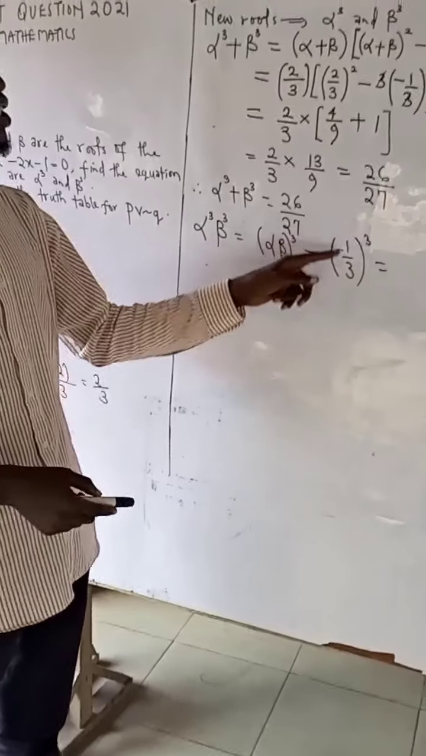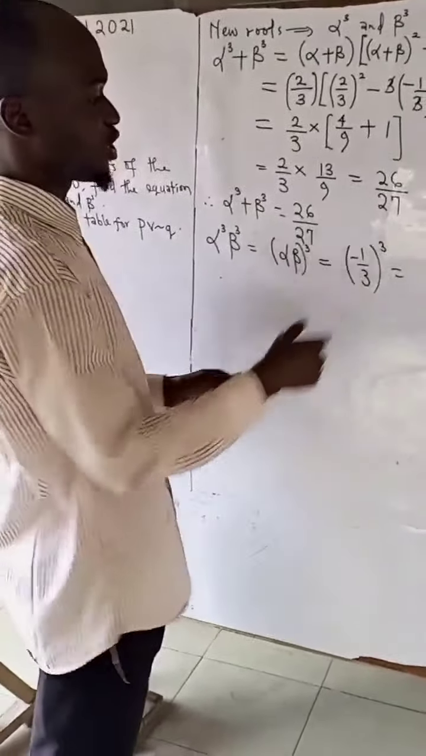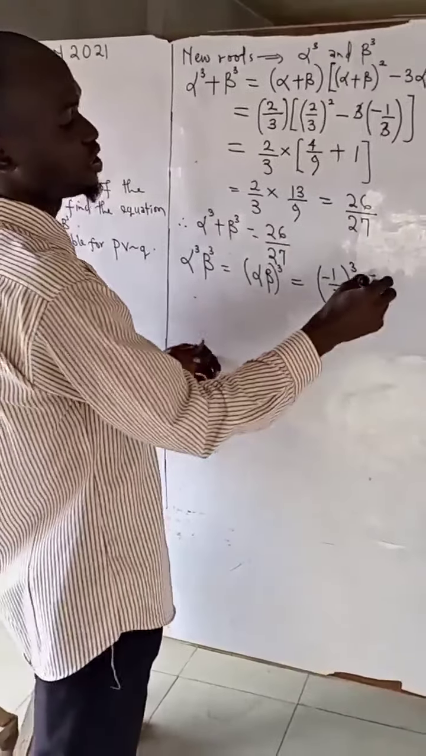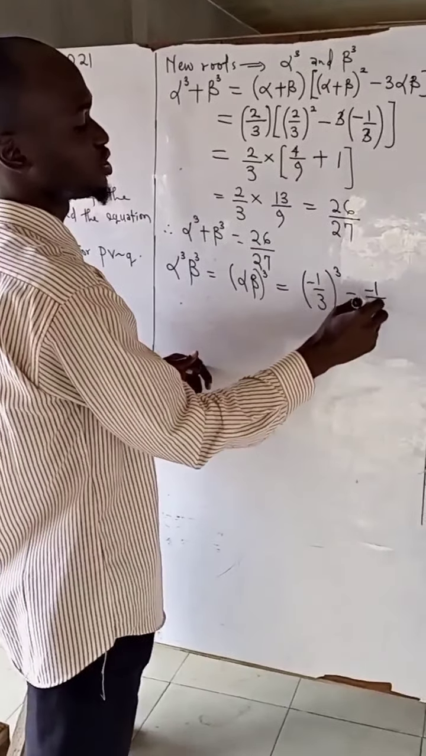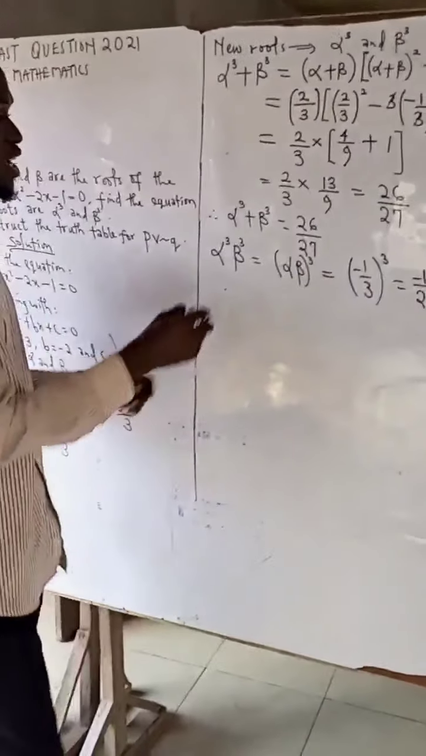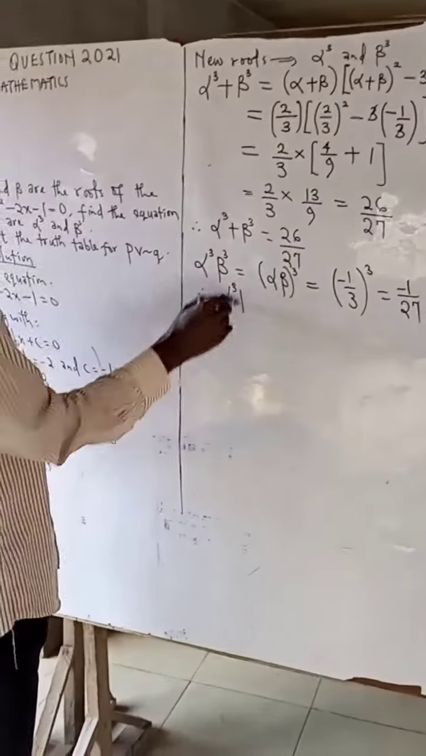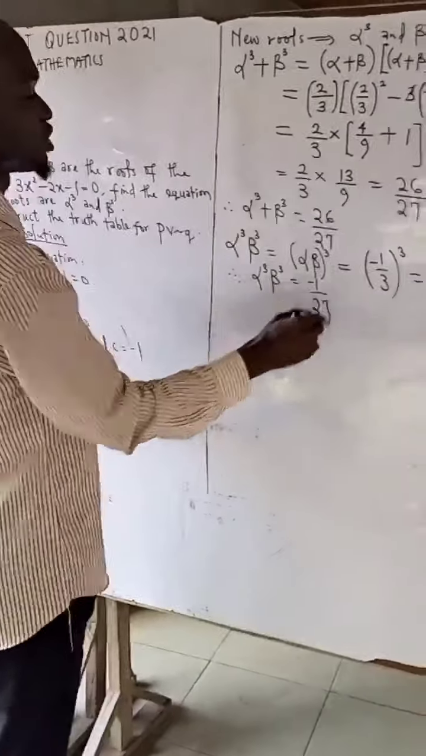And if the power is even, we'll be getting a positive number. Now, this power is odd this time around. So minus 1 raised to power 3 will give me minus 1, and 3 raised to power 3 will give me 27. So this is alpha cube plus beta cube. Alpha cube beta cube will give me minus 1 all over 27.